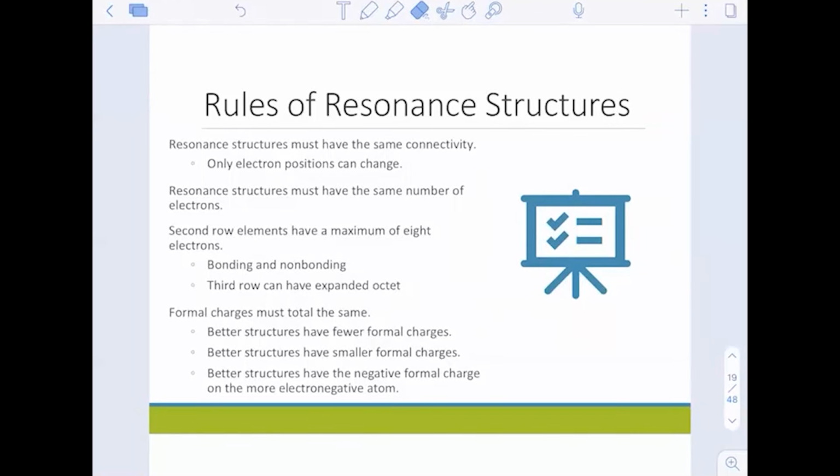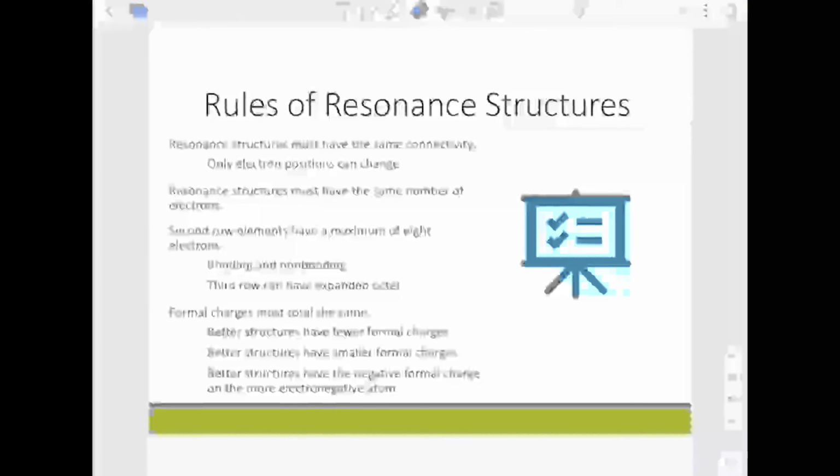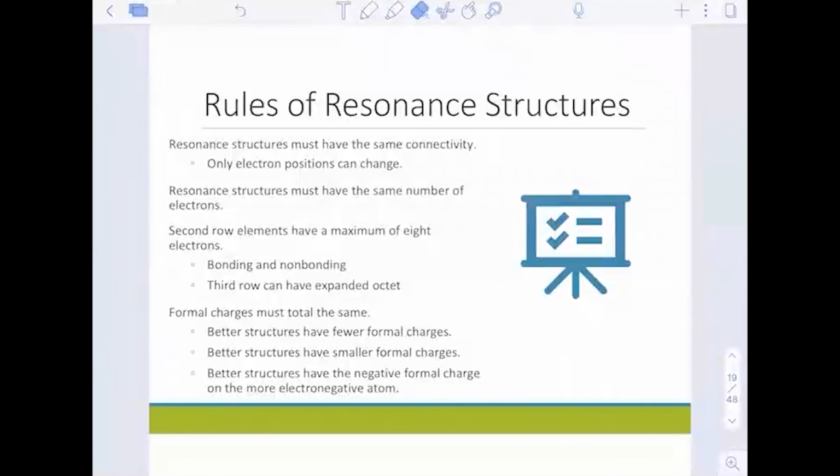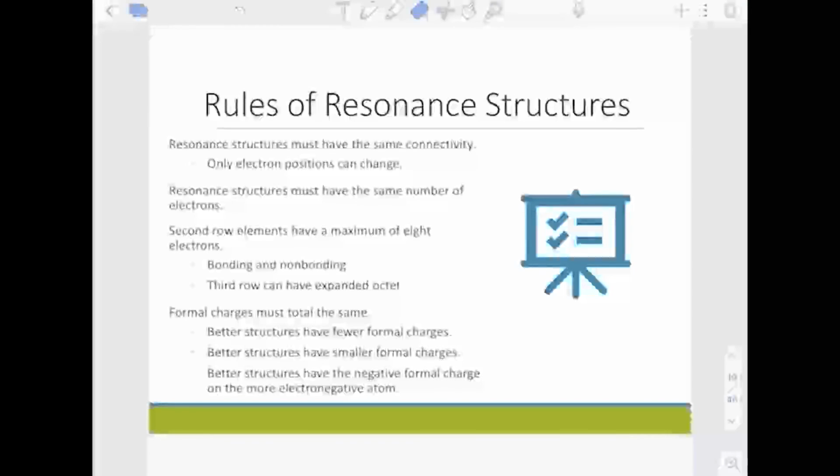I'll show you a couple of different options that we could have drawn. But if you start seeing that some resonance structures have fewer formal charges, then what we can start to see is that some resonance structures are going to be better than other resonance structures. The best example that we have is looking at SO4 -2 first.